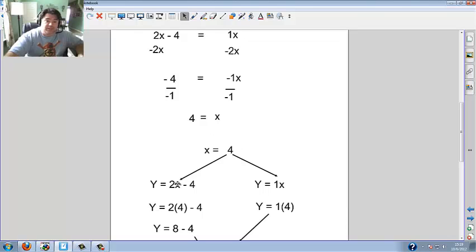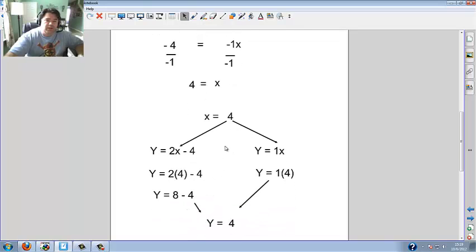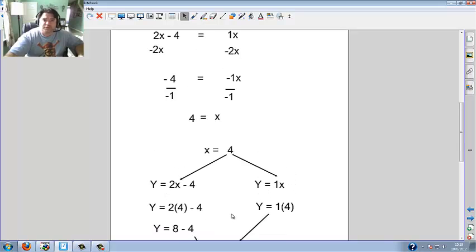same answer. If I plug it into here, 2 times 4 is 8, and 8 minus 4 is 4. And if 1 times x is 1 times 4, 1 times 4 is also 4.